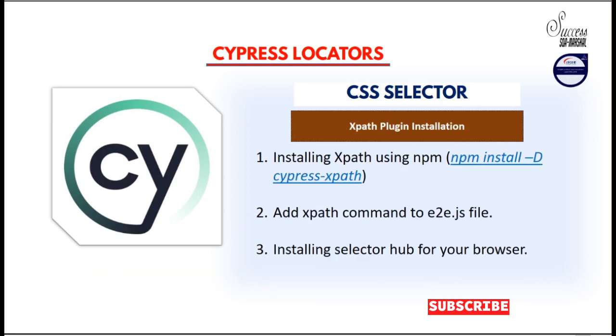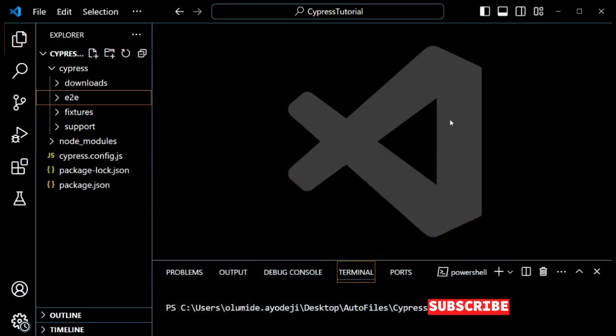Now, before we can make use of XPath in Cypress, we need to install a plugin using the npm command, npm install -D cypress-xpath, and then we add the XPath command to the e2e.js file. Also, we are going to install the SelectorHub for your web browser in order to make use of it in Cypress. So without further delay, let's get started with this.